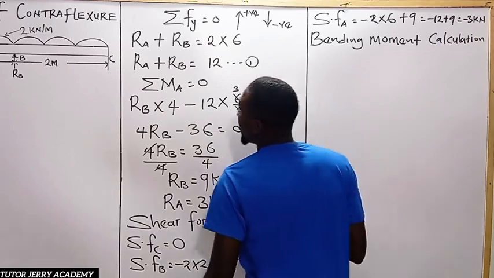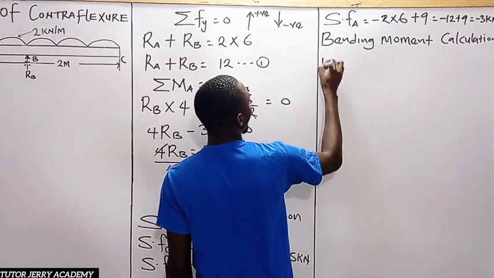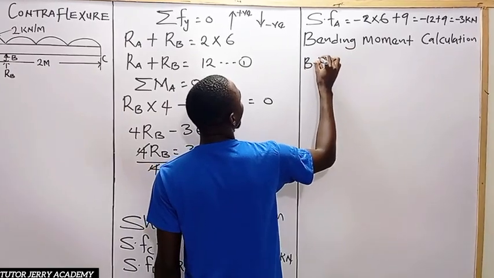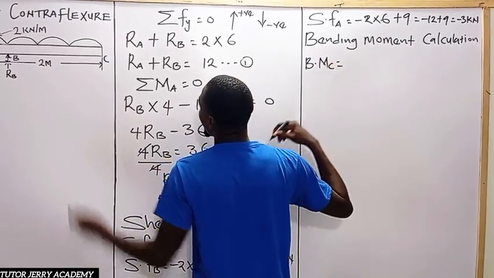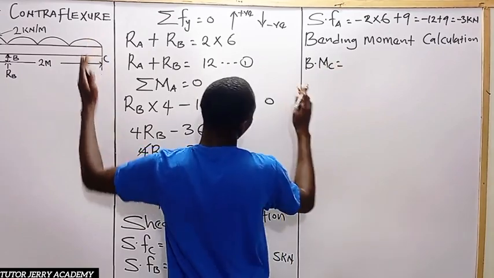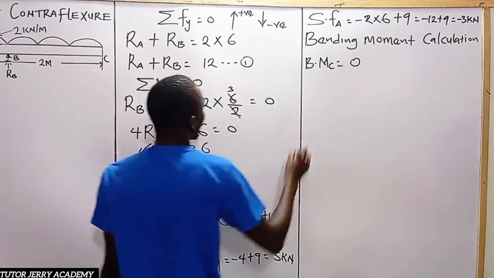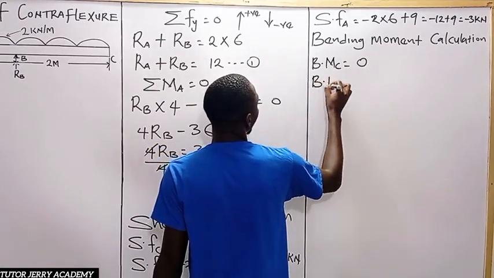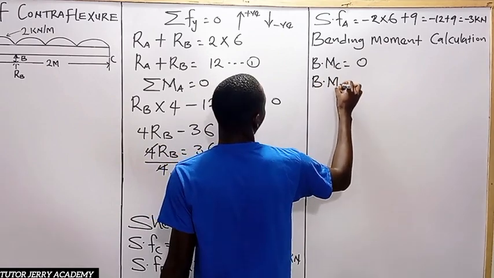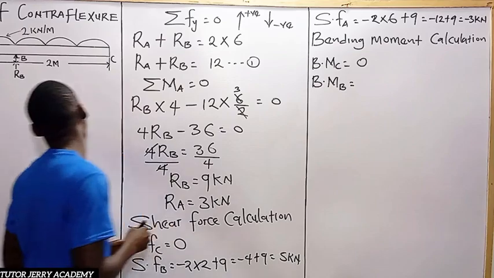All right, so we are going to start with the bending moment at point C. Of course, at point C, we don't have any force, and there's no distance to the right, so this is going to be 0. Now the next one is going to be the bending moment at point B.